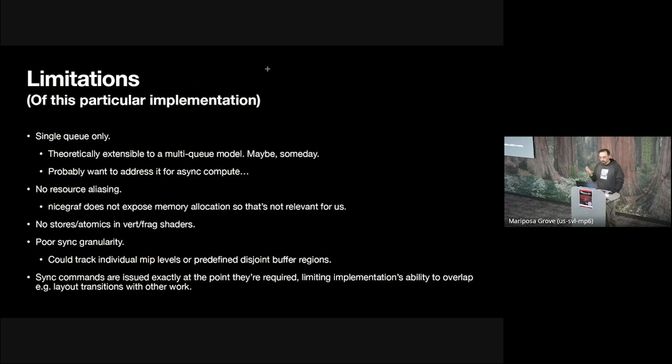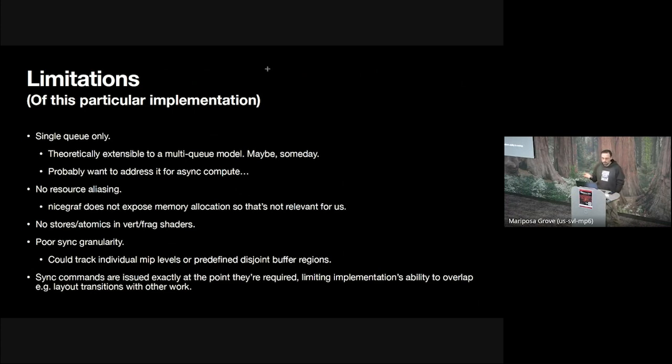Another one, it's a small one. There's no stores or atomics supported for frag and vertex shaders. And this is not fundamental at all. I just didn't need it, so I didn't bother with it. It's easy to add. It will make the implementation only slightly uglier. But it is a limitation, so I thought I'd mention it.